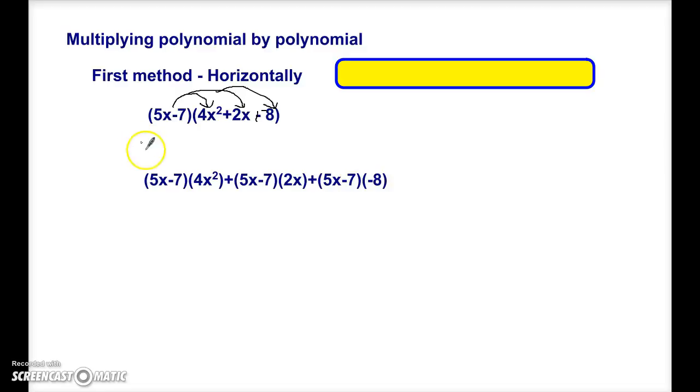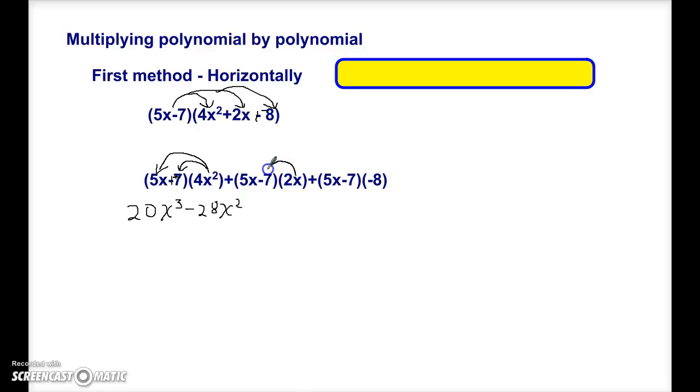Now what do I have to do? I have to take this and multiply using distribution again. So 4x squared has to multiply both 5x and my negative 7. Remember, this is like plus a negative 7. So that would give me 20. 4 times 5 is 20. X squared times x is x cubed. Then 4x squared times my negative 7 is a negative 28x squared.